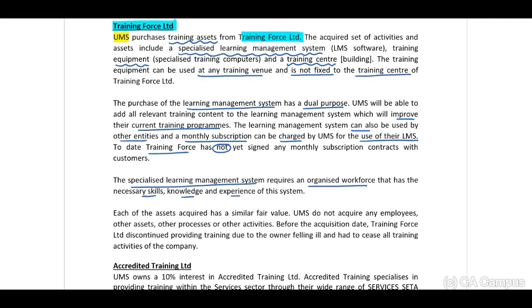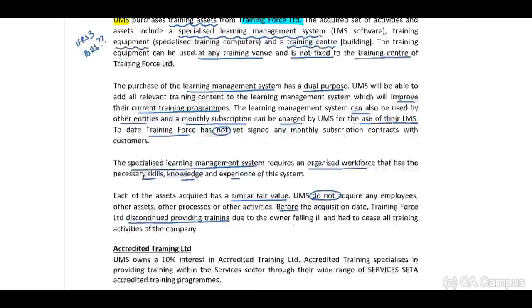Each of the assets acquired had a similar fair value. UMS do not acquire any employees, other assets, other processes, or other activities. Before the acquisition date, Training Force Limited discontinued providing training due to the owner falling ill and had to cease all training activities of the company. Right, guys? We are able to identify IFRS 3. We will have to identify if this is most probably a business or not.